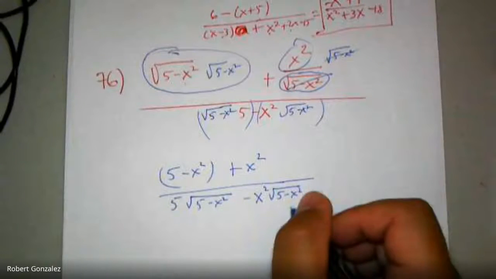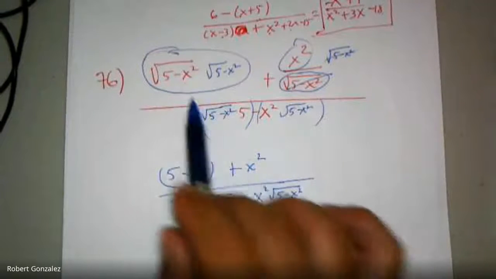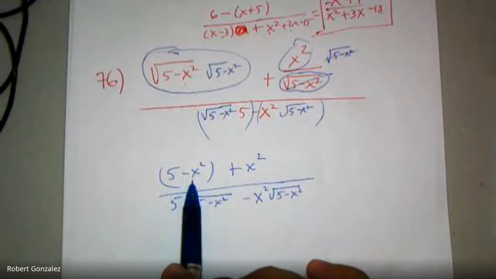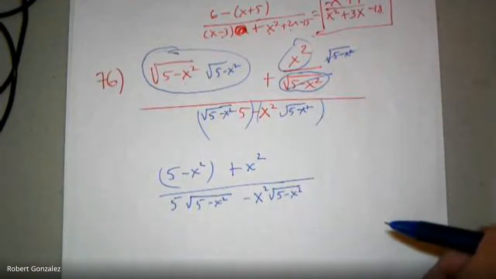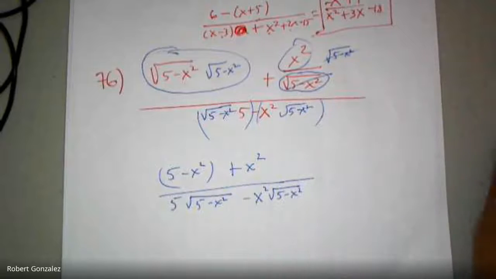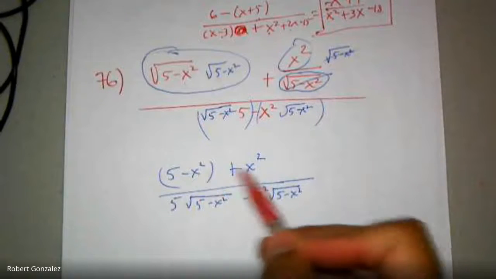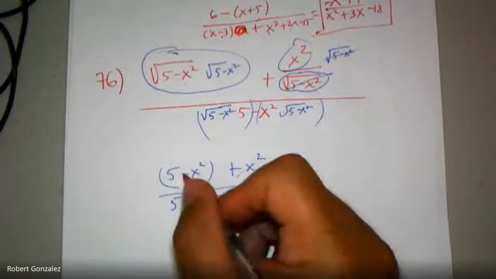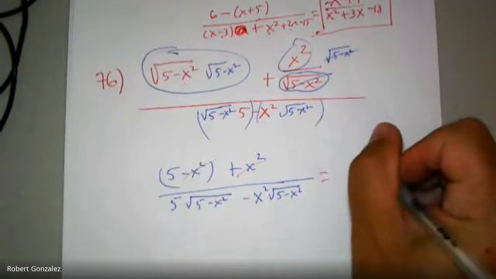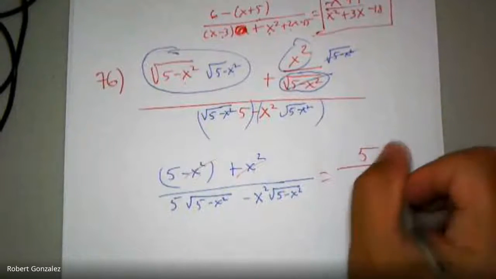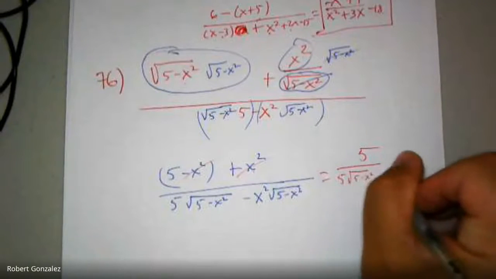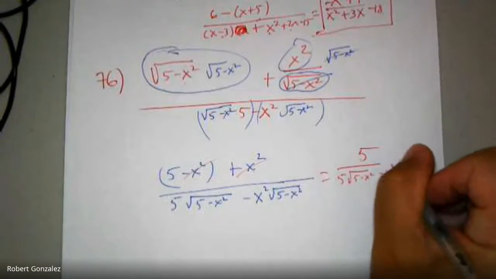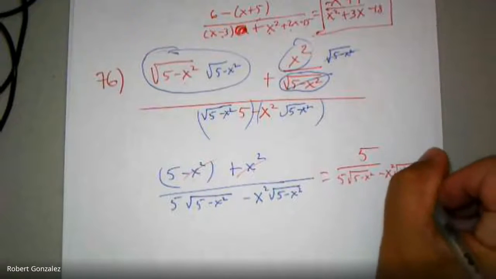Okay, so I didn't do anything on the bottom, but on top you can see I multiplied the two radicals that are identical, getting rid of the radical. And over here we have x squared. Hey, look at this. Negative x squared, they cancel out. I'm left with 5 over 5 radical 5 minus x squared minus x squared radical 5 minus x squared.